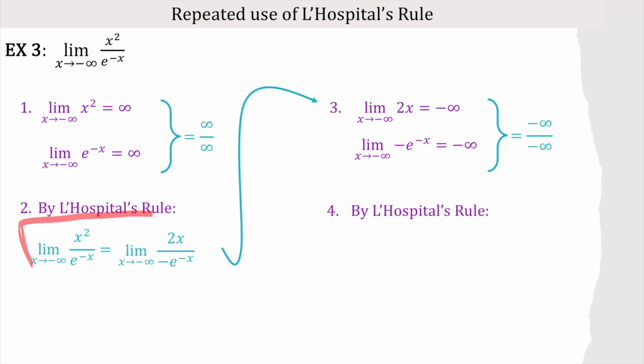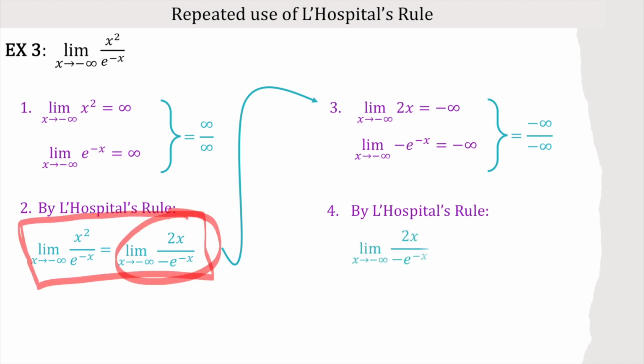We don't have to rewrite this whole string, just this one. So the limit as x approaches -infinity of 2x over -e to the -x is, writing our limit notation again, the derivative of the top over the derivative of the bottom. And now when we plug in -infinity, we get an answer.